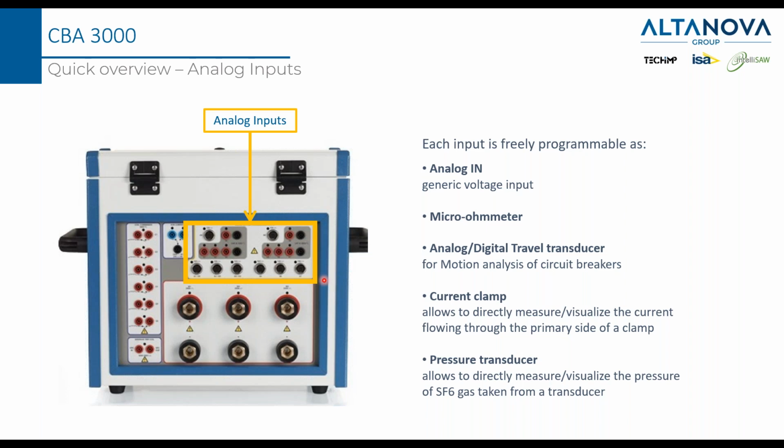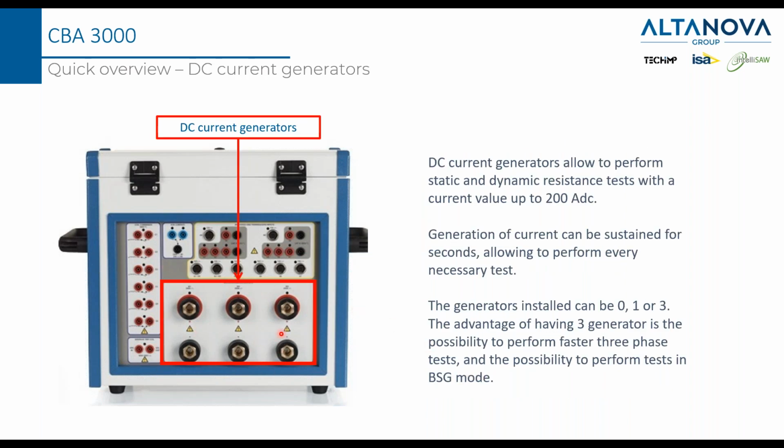Then we have analog inputs. Each one of these, again, you are free to program as you like. Each one can be a generic analog input, can be used for micrometer measurement, or to get a signal from travel transducers, from current clamps, and why not also from pressure transducers. This is to verify the trend of the gas pressures during the operation of your circuit breaker. DC generators can be 0, 1, or 3.